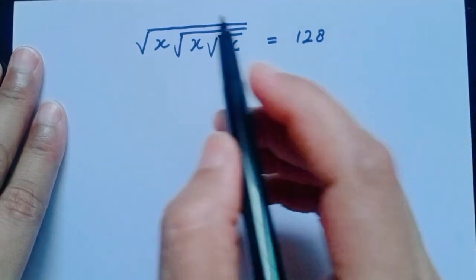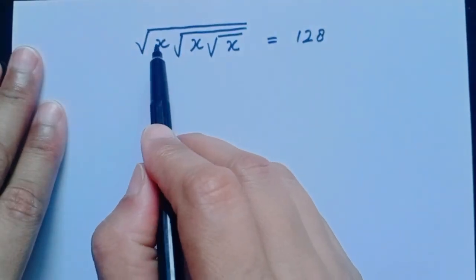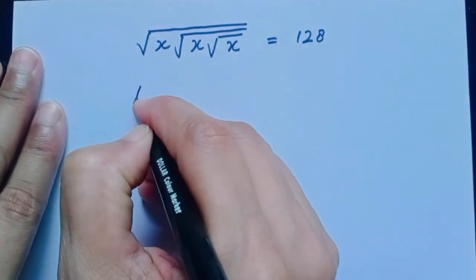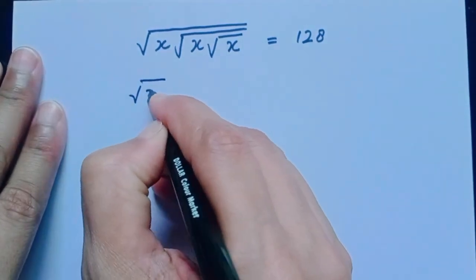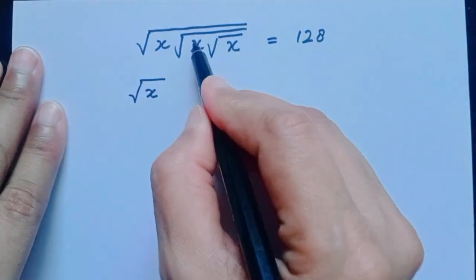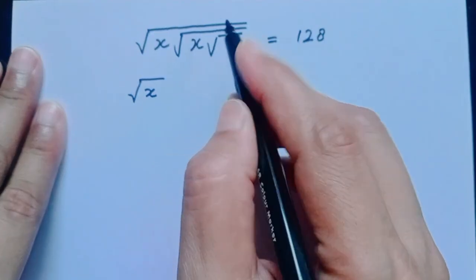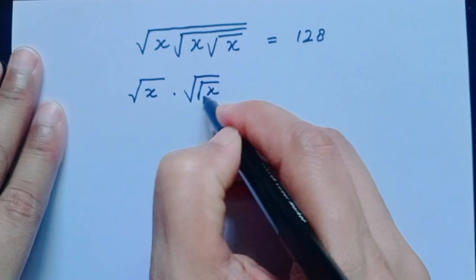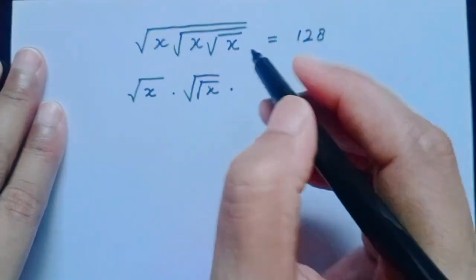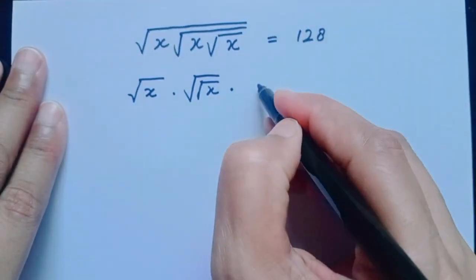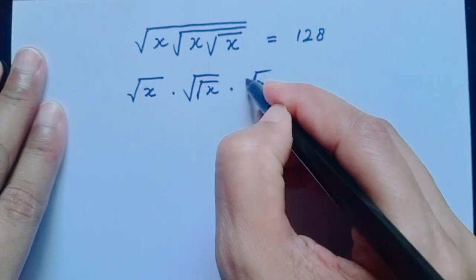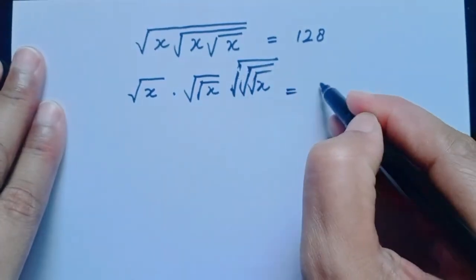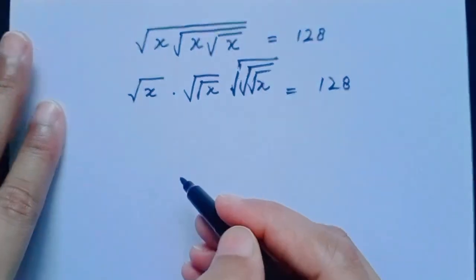In the first method, you can see that here x is under 1 square root. We can write square root x, times here x is under 2 square roots, so times square root, square root x, times here x is under 3 square roots, so times square root, square root, square root x, is equal to 128.